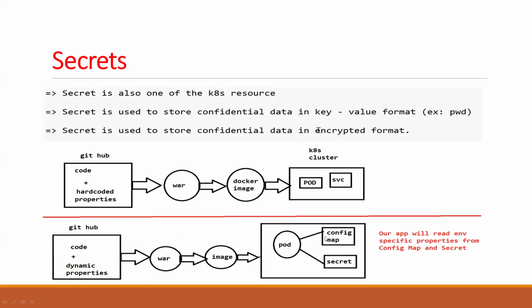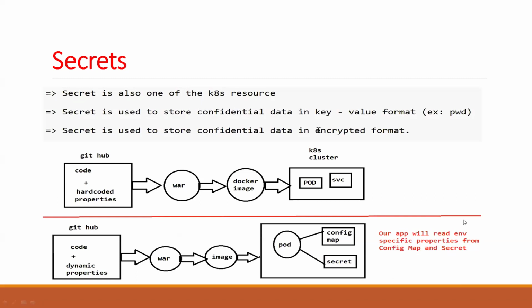So every environment has its own config map and secret. It will create the manifest file, and the pod is using this config map and secret for the data, the key value pairs for the properties. Our app will read environment specific properties from the config map and secret. Guys, now you understood?